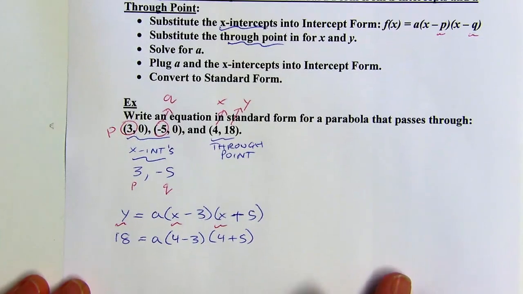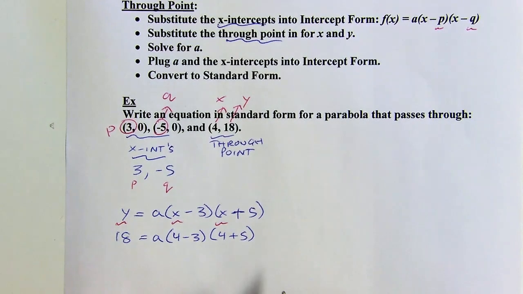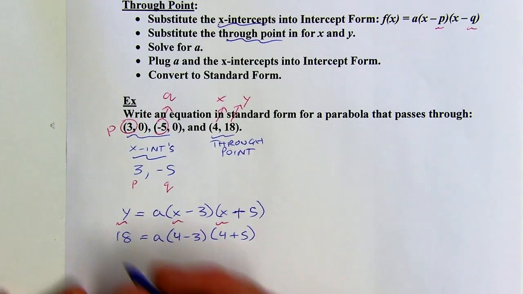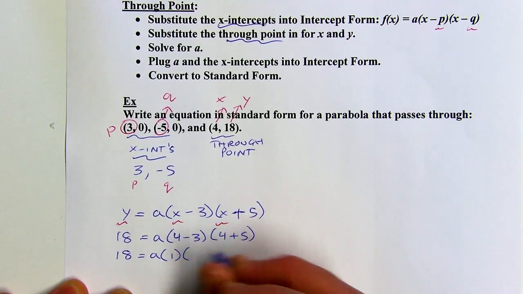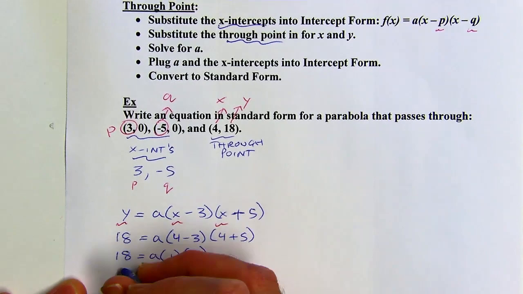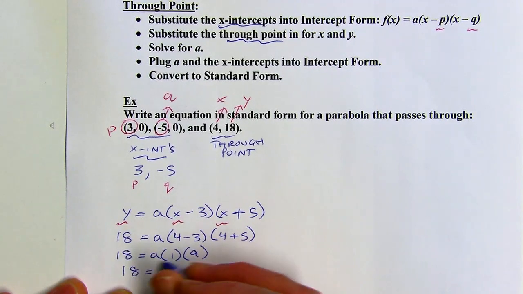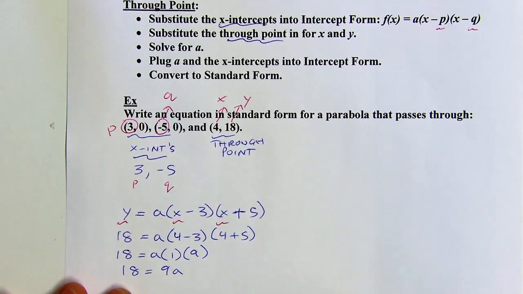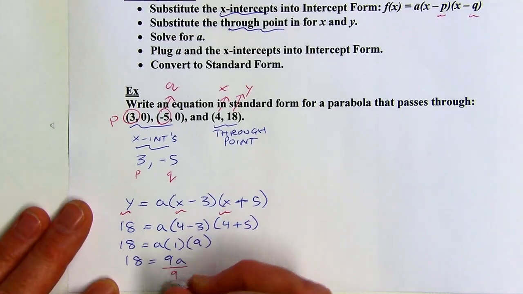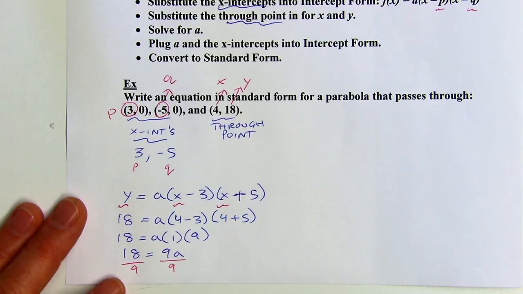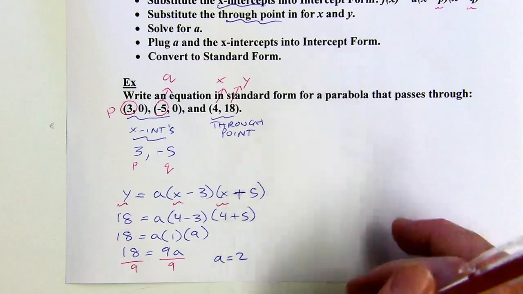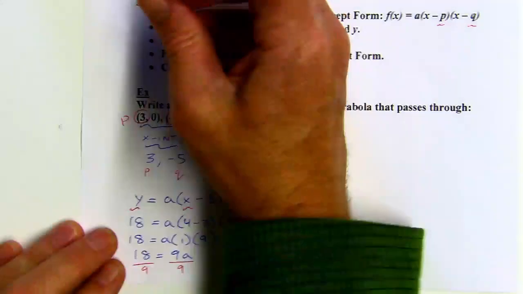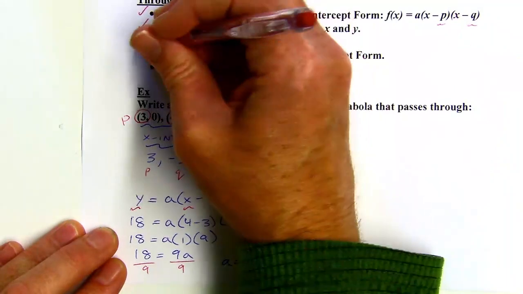Okay? And now my goal is to figure out what a equals, and I can do that now because it's the only variable left in this equation. So let's start simplifying on the right side. 4 minus 3 is 1, and 4 plus 5 is 9. So I could write 18 equals, this would be 9a if I multiplied it all together. Now to solve for a, just dividing by 9, and a is going to equal 2. Okay? So if you look at the steps that I've listed above, we substituted, then we solved for a.